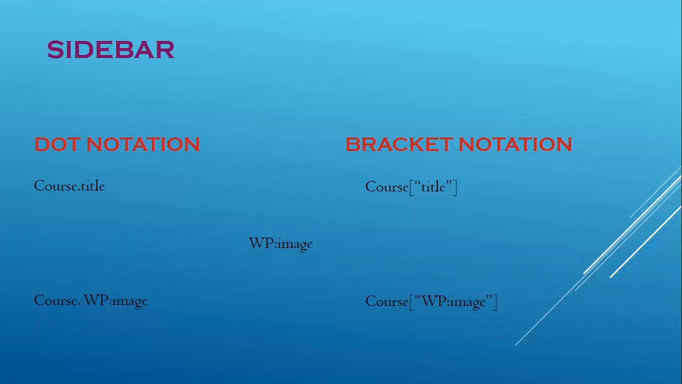So to summarize, dot notation is used with named properties. And bracket notation is used when we have to convert a property into a string.